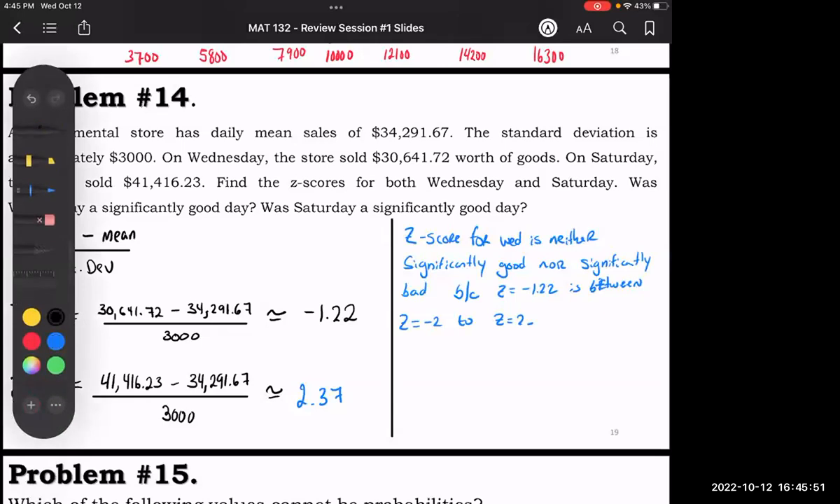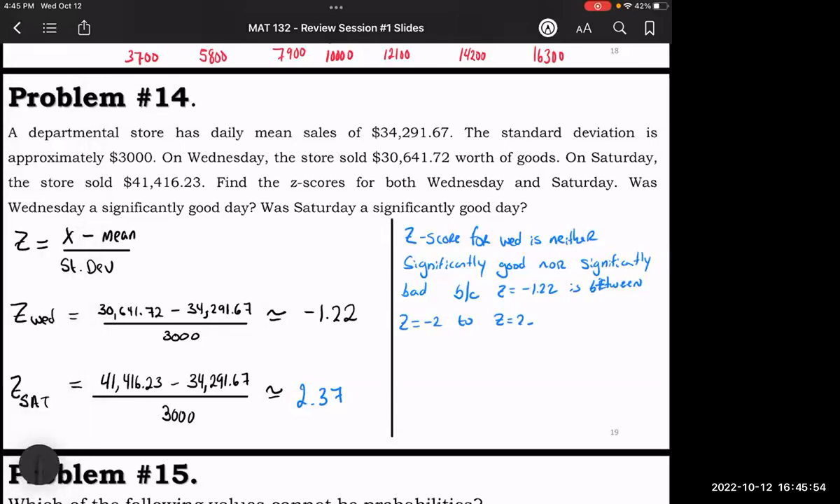All right. Was Saturday a significantly good day? Yes. Why can we say that it was a significantly good day? Because it's a positive number and it's not higher than 1, but higher than 2. All right. So Saturday was a significantly good day because Z equals 2.37 is greater than Z equals 2.